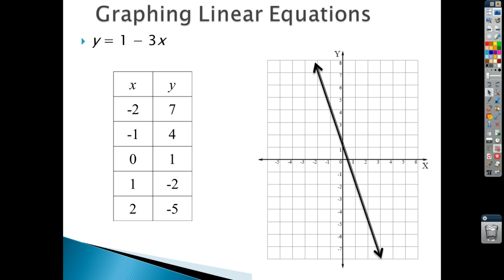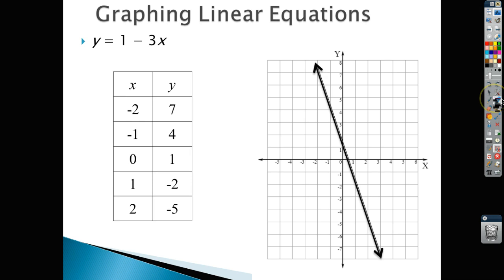Okay? Well, that's going to create a set of points, which, when we plug them onto our graph, are going to be represented at these locations, right? So -2, 7, -1, 4. I've got 0, 1. I've got 1, -2, and I've got 2, -5. Okay, so each of those.